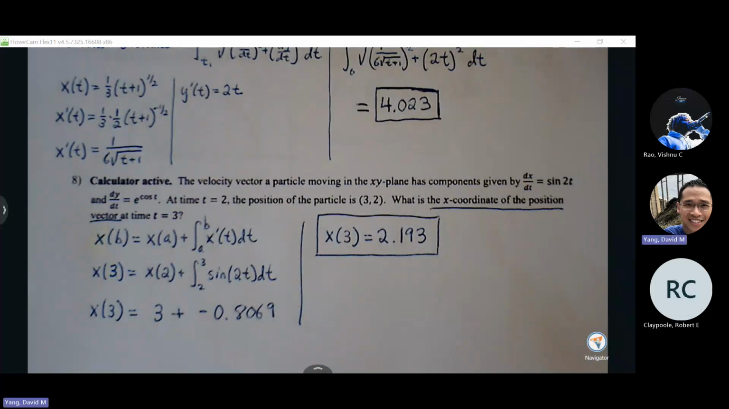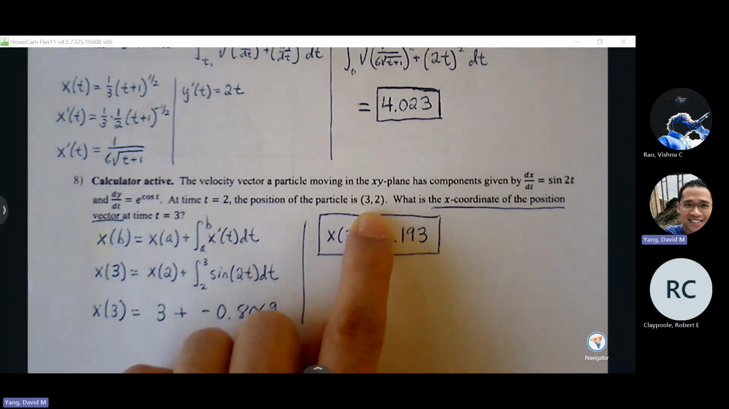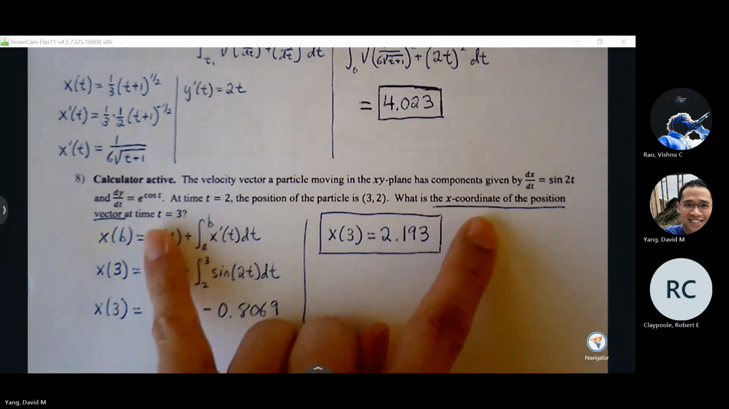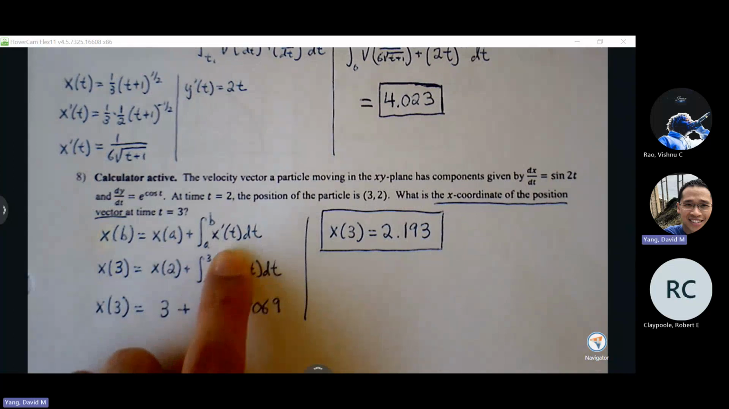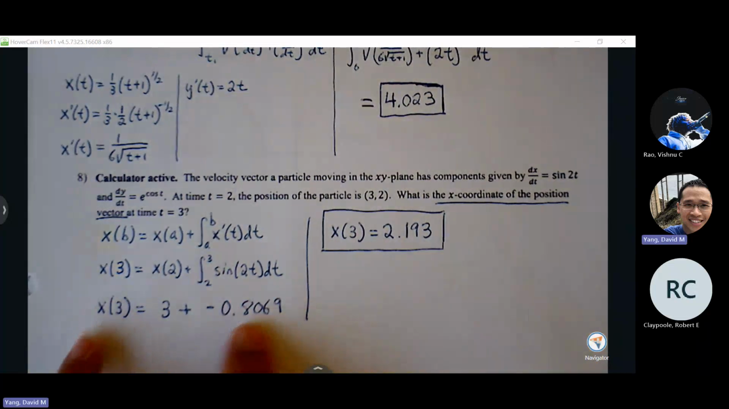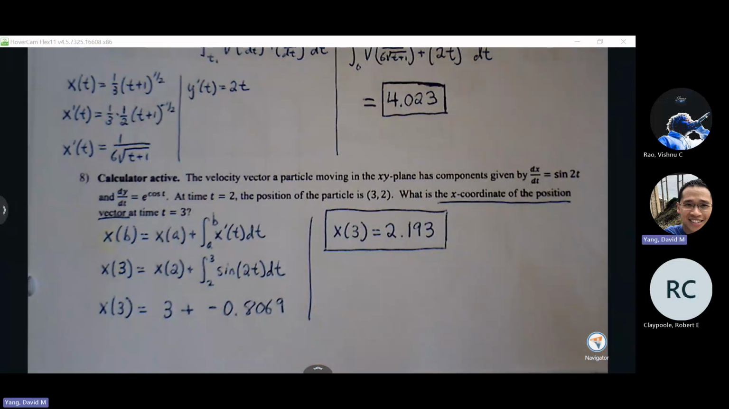I think we're on page 10. We're going through worksheet 3. Okay, number 8. The velocity vector of a particle moving in the xy plane has components given by dx dt and dy dt. At time t equals 2, the position is 3, 2. What is the x-coordinate of the position vector? So we know final position equals initial plus displacement. And yeah, we know the formula, we just have to adapt it for our x of 3.